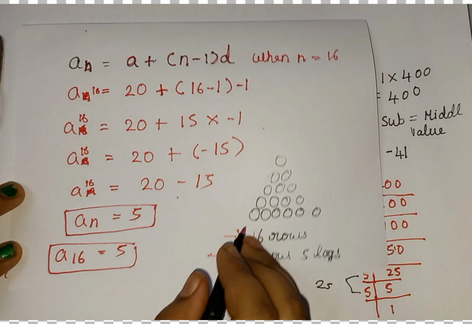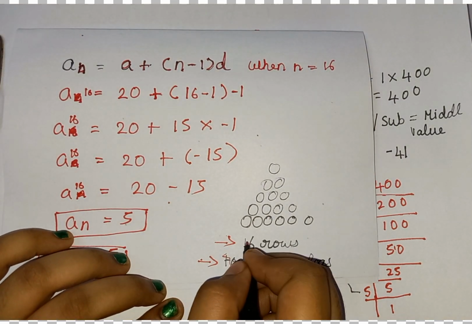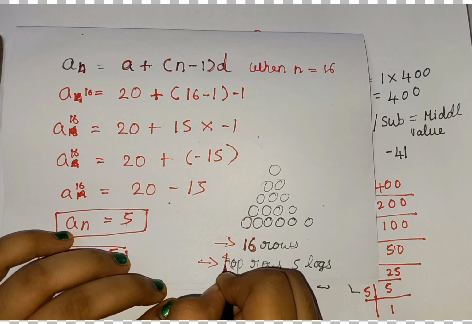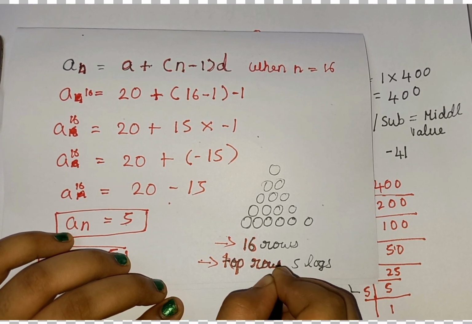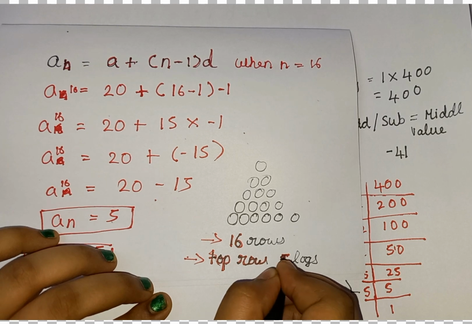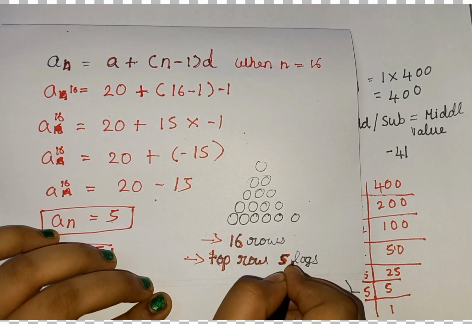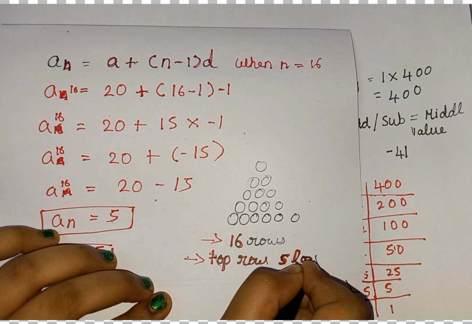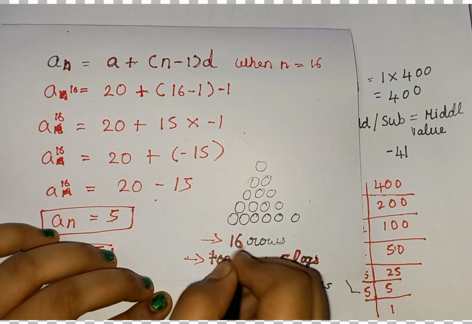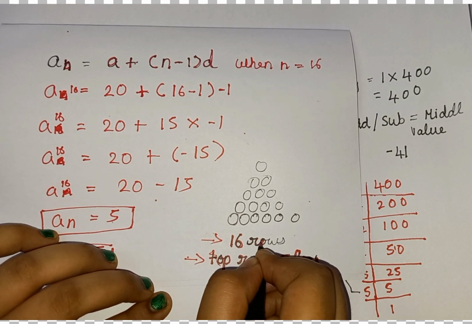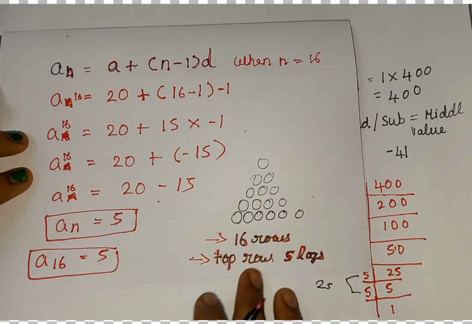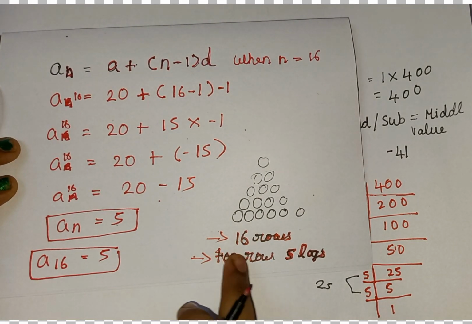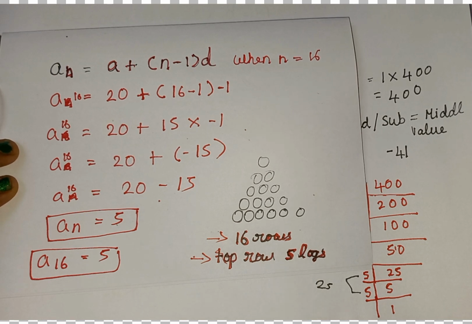I'll just write it down. So 16 rows, in the top row 5 logs are there. What is the meaning of log? Logs means the wooden pieces, I mean sticks. I'll just show the image. In the starting itself I showed you guys, isn't it? So there are 16 rows, in the top row there are 5 logs. Okay, so this is our answer.